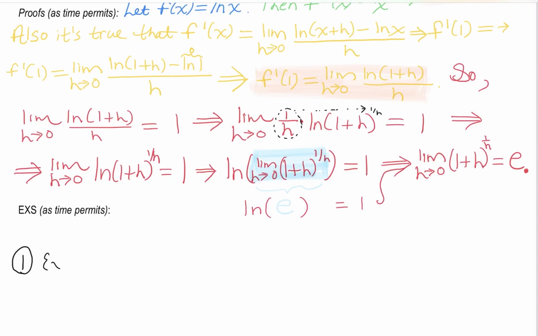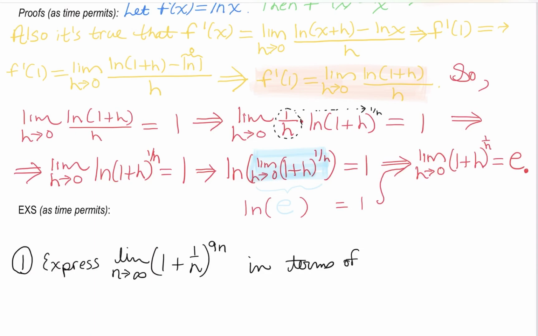It might be something as simple as: express the limit as n goes to infinity of (1 plus 1 over n) raised to the 9n in terms of e. This is obviously very similar, it looks a whole lot like that first form of our limit definition of e.